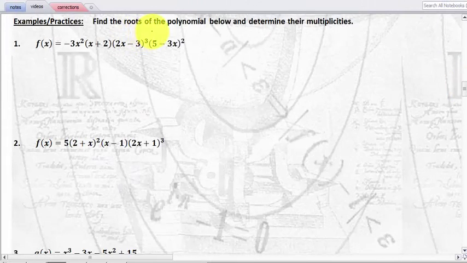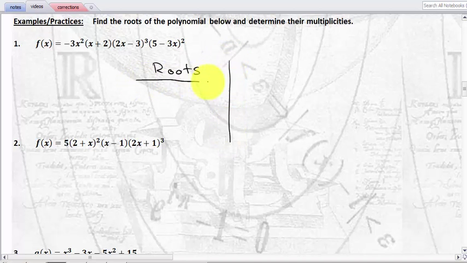Let's go over the first example together. Here we go. Find the roots of the polynomial below and determine their multiplicity. So I'm going to do number 1 and you're going to do number 2. So this is super easy. The polynomial is already factored. Here I'll answer as in a table. Roots, and I'm going to write the multiplicities right here. Multiplicity.